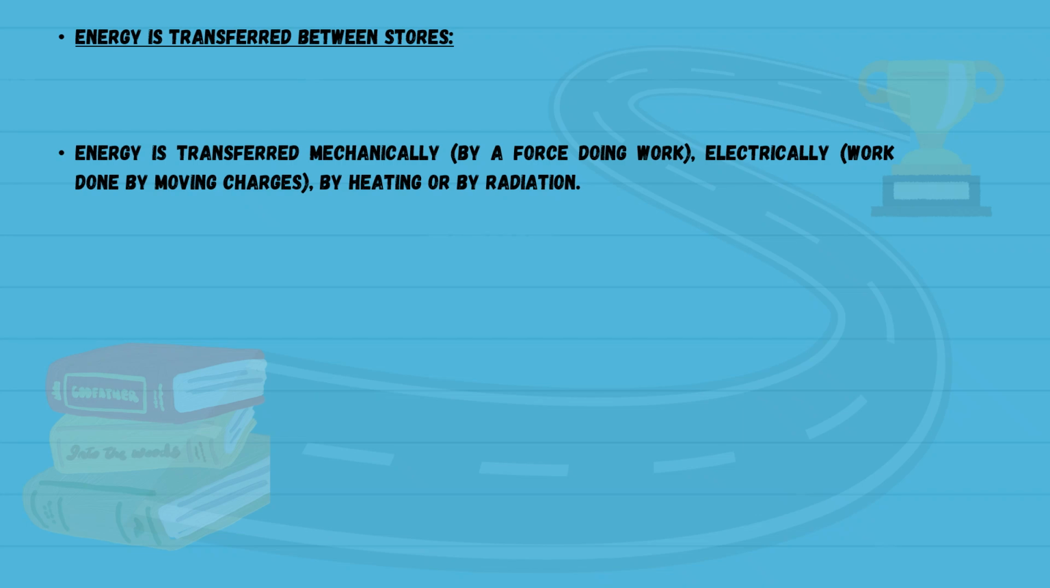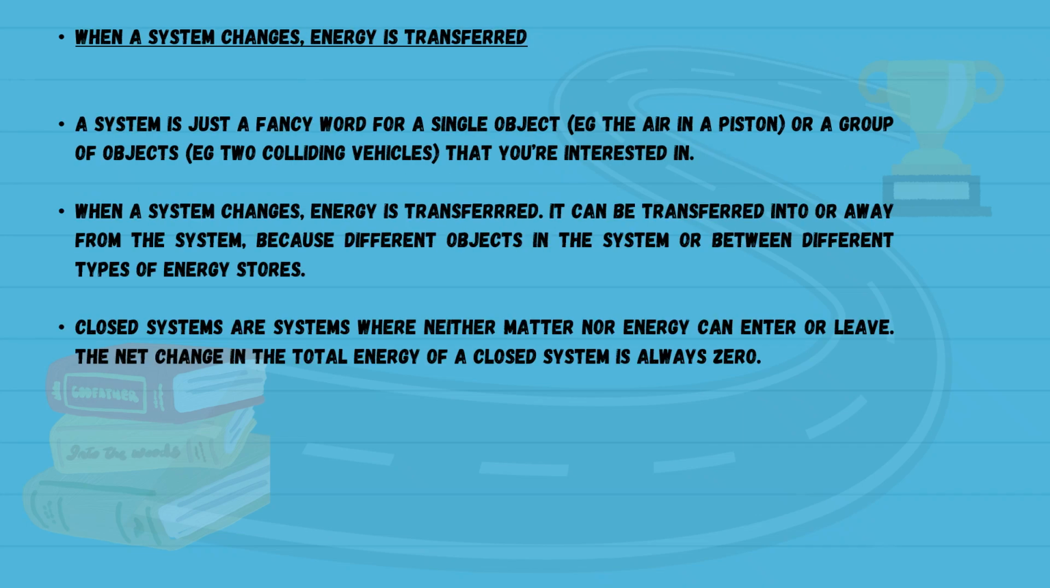Energy is transferred mechanically, by a force doing work, electrically, by work done by moving charges, by heating, or by radiation. When a system changes, energy is transferred. A system is just a fancy word for a single object, for example, the air in a piston, or a group of objects, for example, two colliding vehicles that you're interested in.